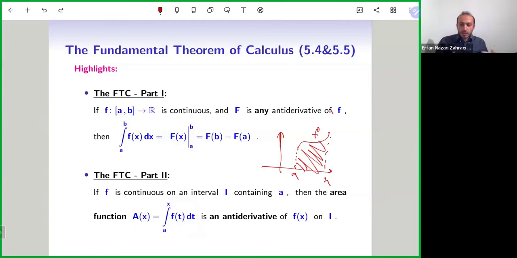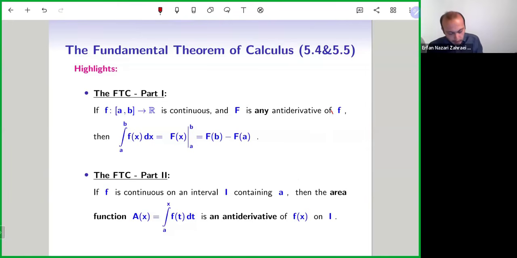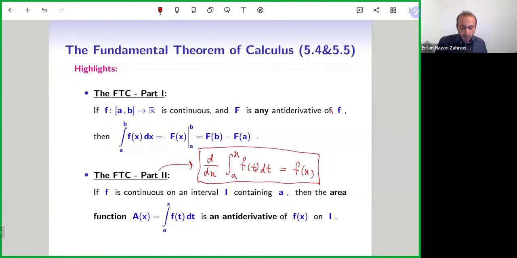So for any function, we can talk about its derivative. Now we can ask, what is the derivative of this function with respect to x? And the answer is very simple. It's f of x. So in other words, this part is saying that this is an antiderivative of this. In other words, the derivative of this is that. We can summarize what we wrote as the derivative of the integral from a to x of f of t dt is f of x. This is the second part of the fundamental theorem of calculus.